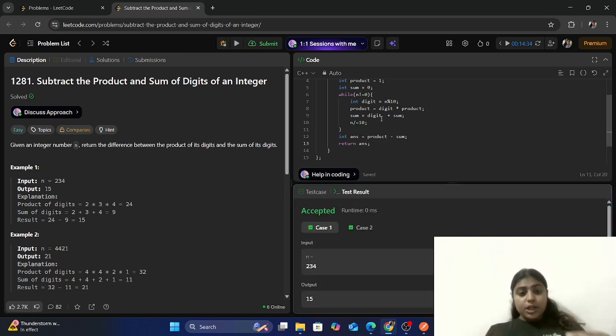Our solution runs in order of log n time, since the number of digits is about log base 10 of n. The space complexity is order of 1 because we use only a few variables.